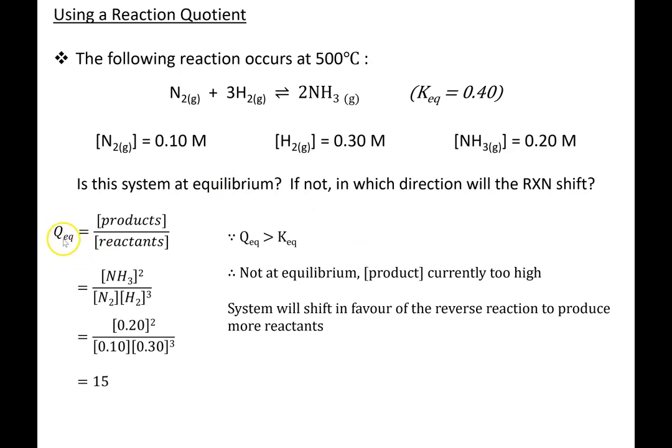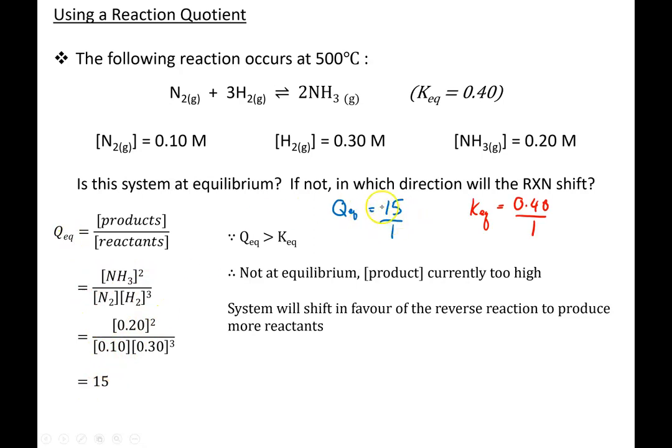Alright, so solving for QEQ, again, same equation as KEQ, products over reactants. Don't forget to put the coefficients as the exponents. So in this case, the equation has already been balanced for you, but on a test that may not be the case. You'll also notice that I've given you the molar concentrations. I've already divided by moles per liter. But again, that may not be the case on your test. But plugging these values into the QEQ expression, we see that QEQ is equal to 15.